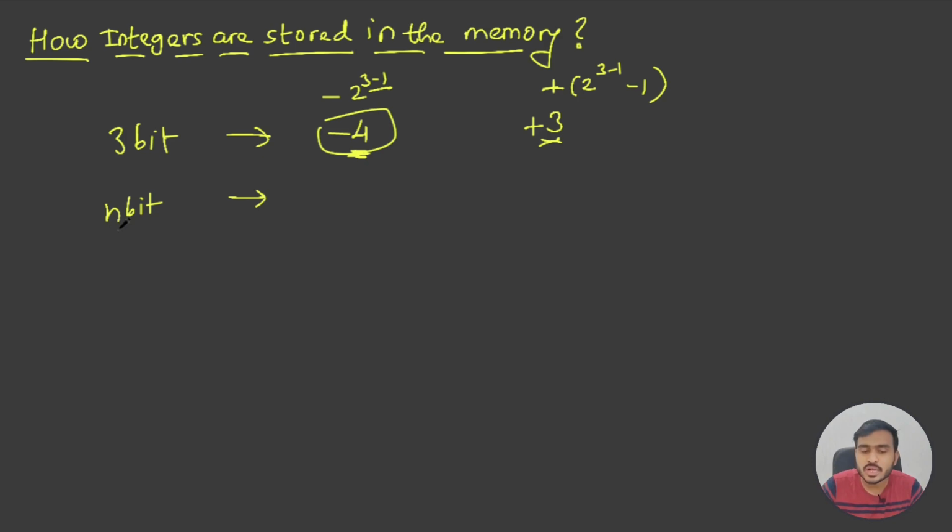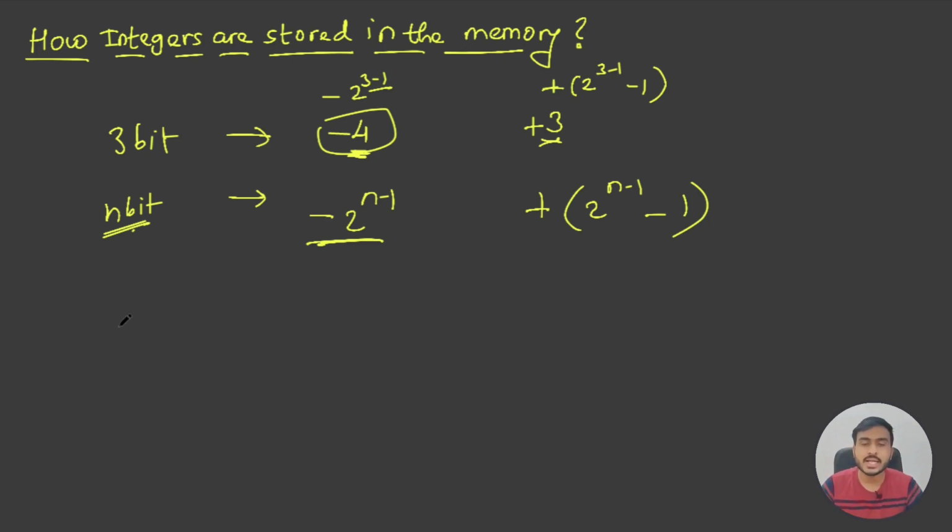So for n bits we can write a generic formula. The minimum value is going to be -2^(n-1), and the maximum value is going to be +2^(n-1) - 1. Whenever we have a variable of 1 byte size, the value of n is going to be 8. So for an 8-bit variable you have -2^(8-1) as the minimum value. 8 - 1 is 7, so it is -2^7, and -2^7 is nothing but -128.